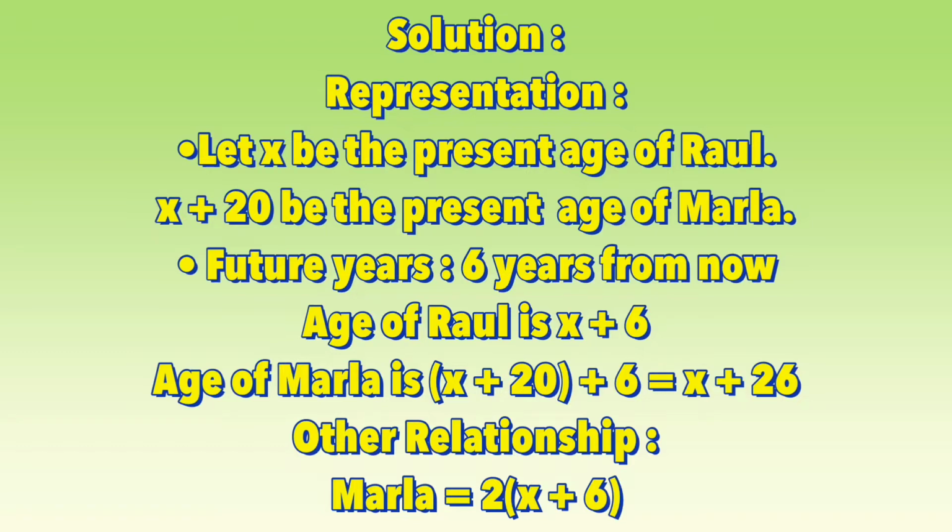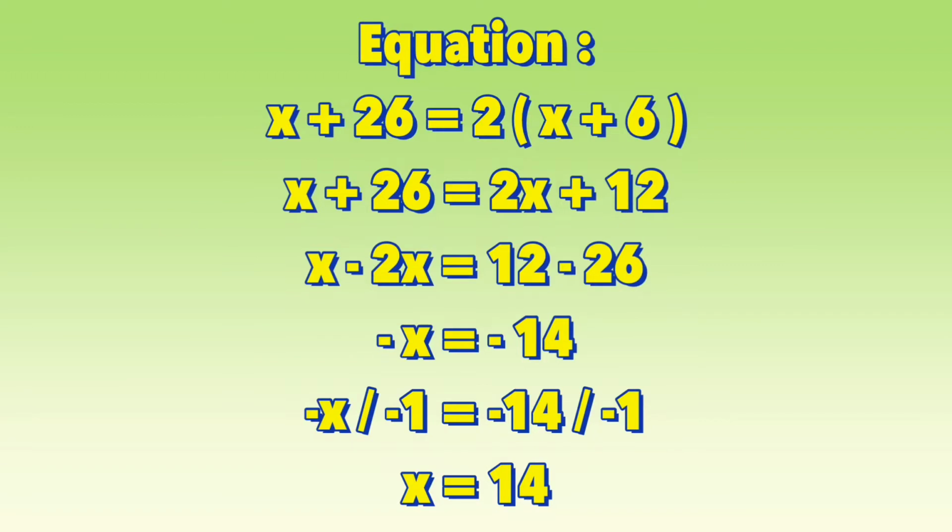It becomes x plus 26 equals, we will use the distributive property, 2 times x equals 2x, and 2 times 6 equals 12. Then we're going to transpose the variable to the left side of the equation and the constant to the right side of the equation. Now we're going to transpose 2x to the left side. It becomes x minus 2x equals, bring down 12, then 26 transposed to the right side becomes negative 26, and we're going to simplify now. x minus 2x equals negative x, then 12 minus 26 equals negative 14.